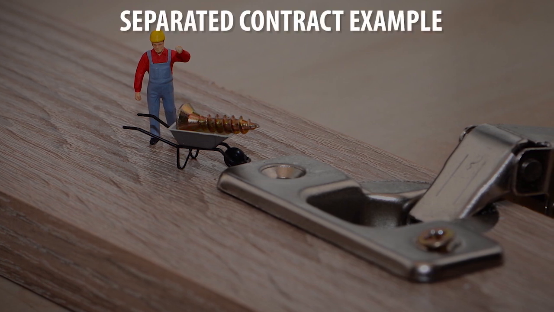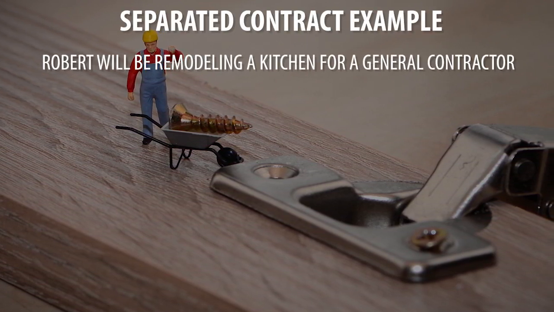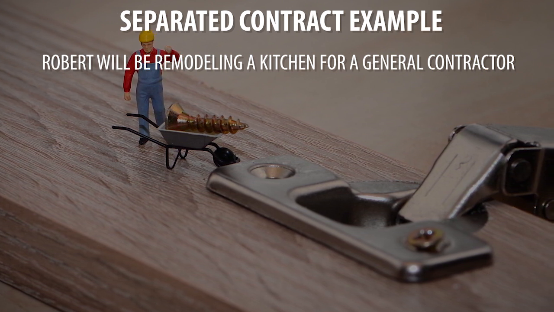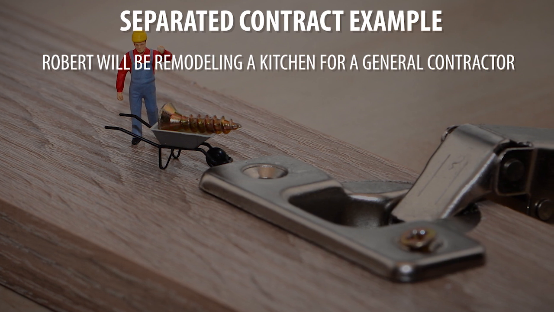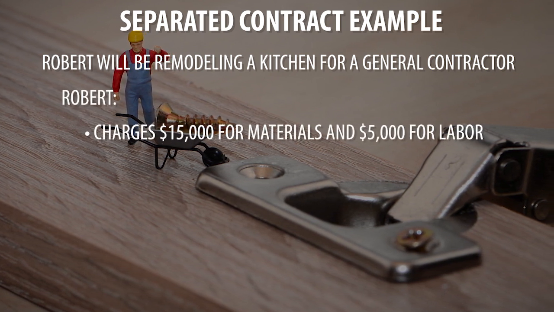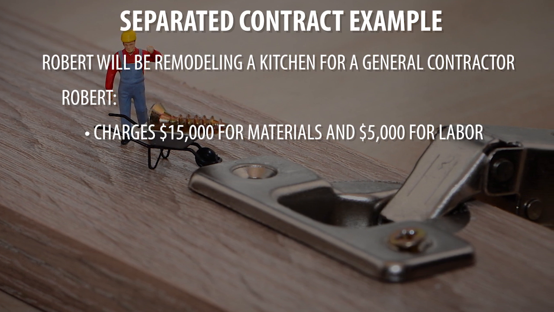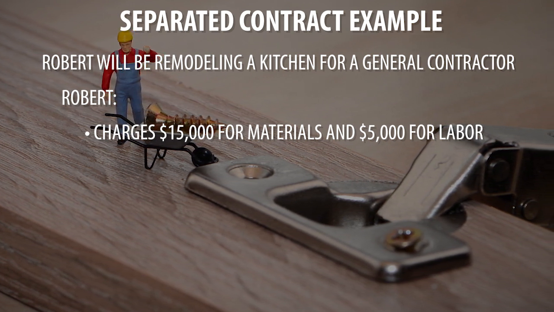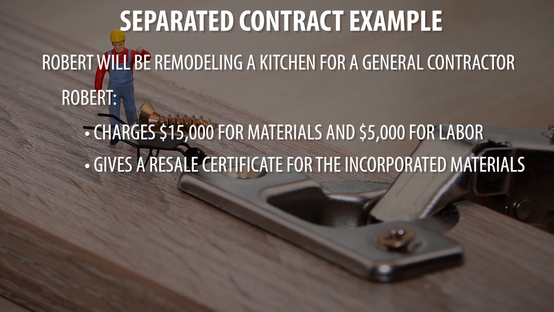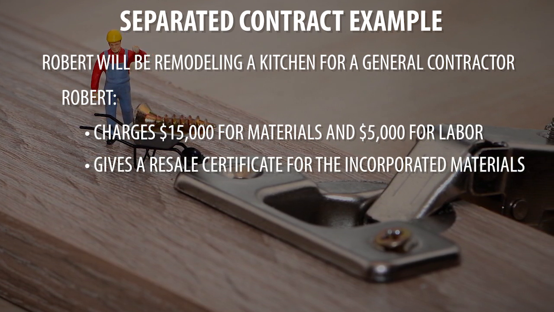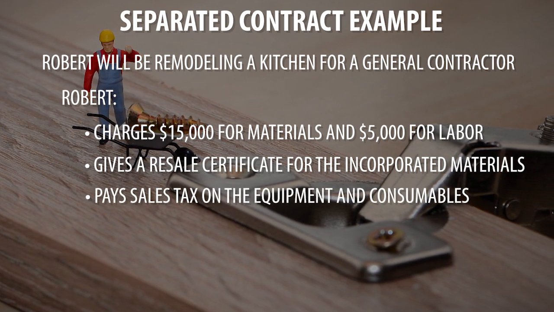Let's cover another example. Robert again will be remodeling this kitchen in Austin, Texas for his general contractor, but this time he decides to bill using a separated contract. He charges $15,000 for the cabinetry and $5,000 for the labor. When Robert goes to his material supply vendor, he gives a resale certificate for the lumber, nails, screws, and other incorporated materials. He pays sales tax on the equipment and consumables he uses to complete his work.